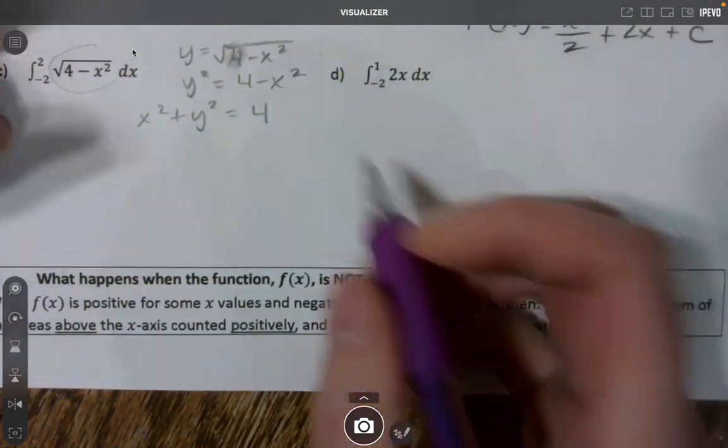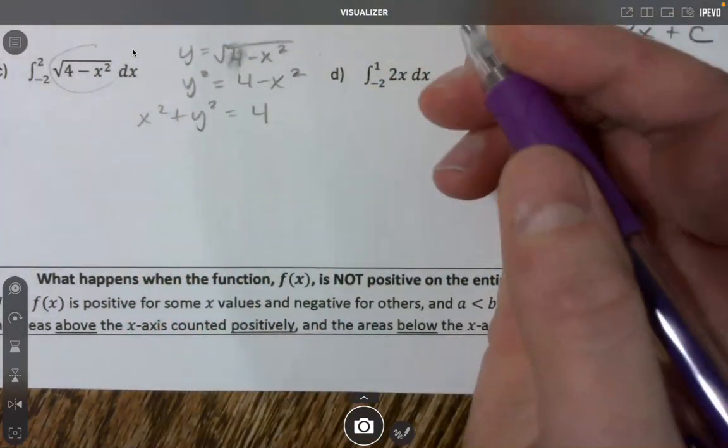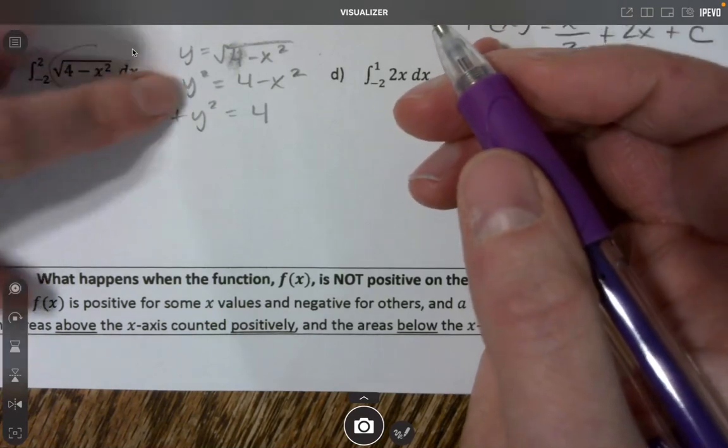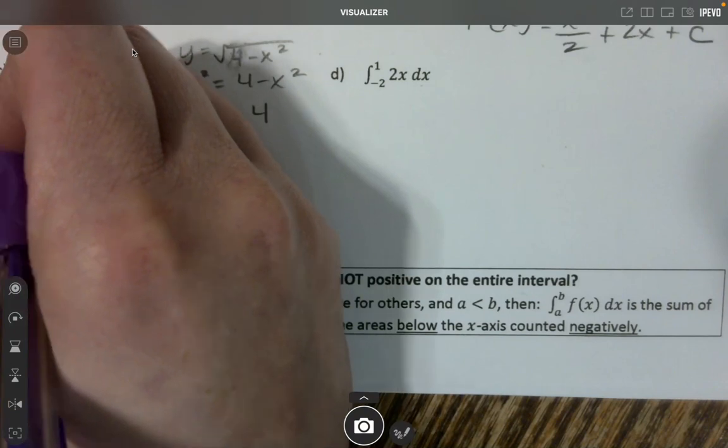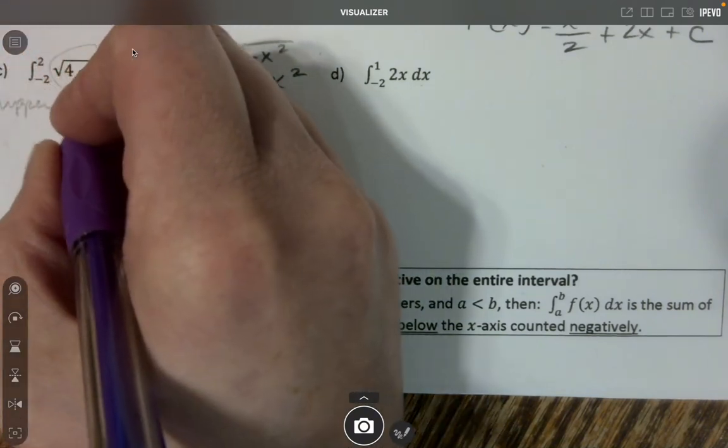So if I think about working backwards through this and solving for y, I didn't have a plus or minus root. I just have a positive root. And so what that means is this is going to be the upper half of a circle.